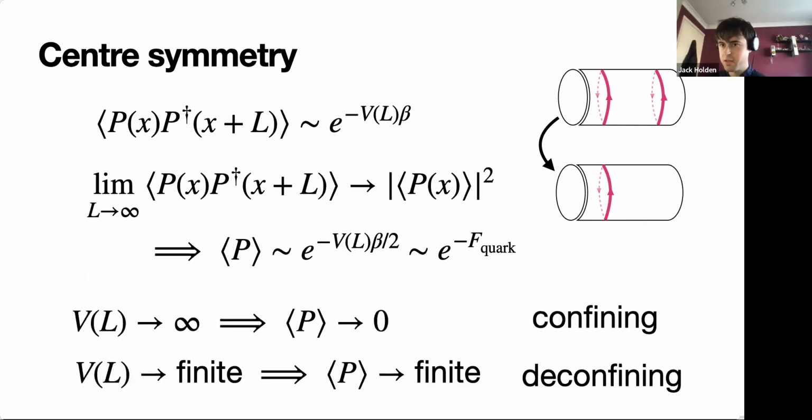In a confining theory, we know it takes infinite energy for the quark state to appear, and hence the expectation value for the Polyakov loop must be 0. Whereas in a deconfining theory, the potential between infinitely separated quarks is finite, and single quarks can appear. So the expectation value of the Polyakov loop P is finite. This is why the Polyakov loop is an order parameter for confinement. It's 0 in the confining phase and finite in the deconfining phase.